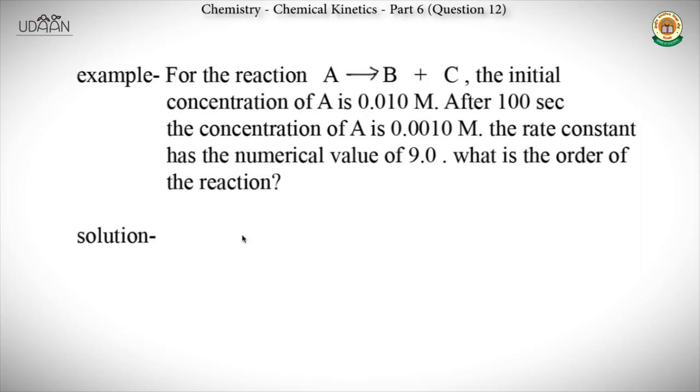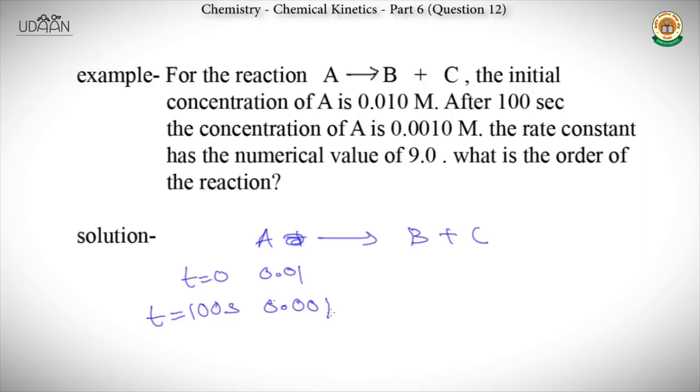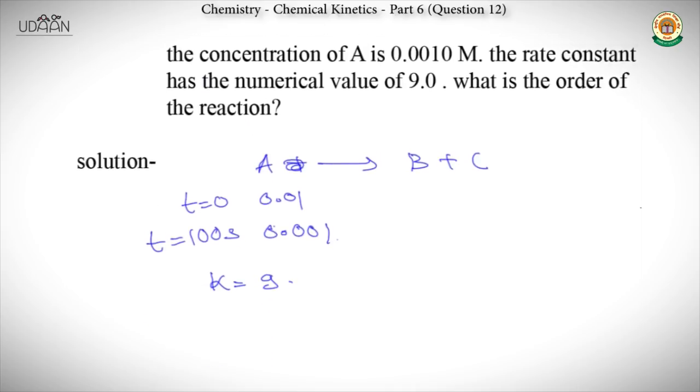using this above data. Okay, the reaction is A goes to B plus C, and at time t equal to 0, concentration of A is 0.01. And at time t equals 100 seconds, concentration of this is 0.001. And rate constant K is equal to 9. So using the data, we have to find the order.